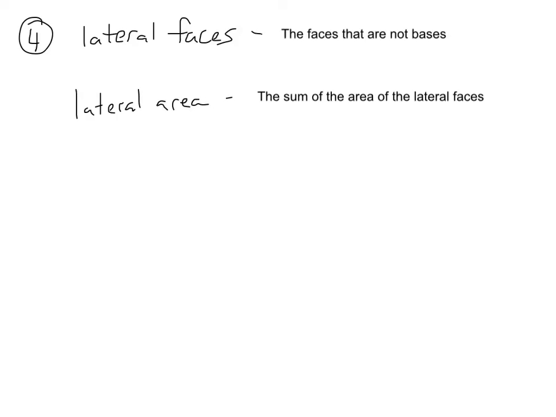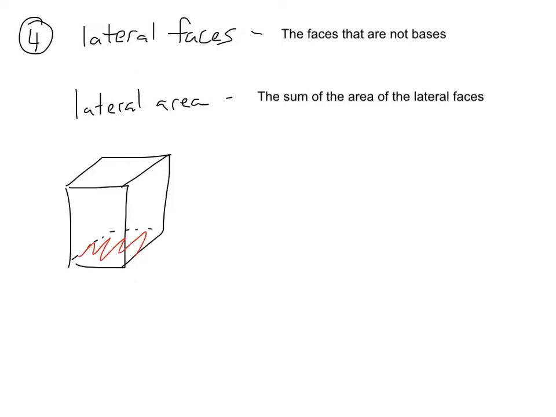Alright, so item number 4, we're going to talk about lateral faces and lateral area. Lateral faces are the faces that are not bases. Get it? It rhymes. So lateral faces would look like this. If you had a rectangular prism, like that, and we identified the bottom as the base and the top as the base, then we would say that all the other faces are the lateral faces.